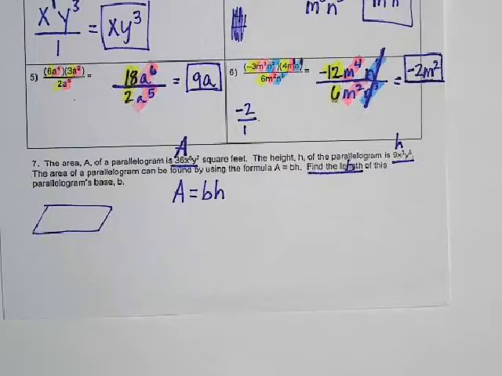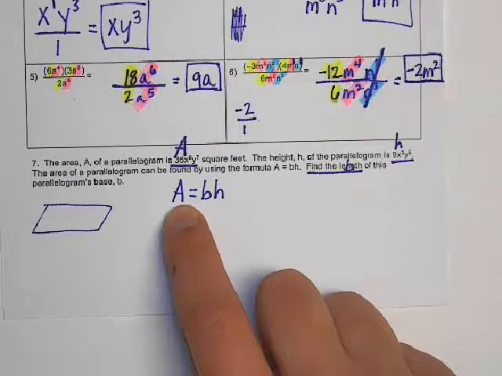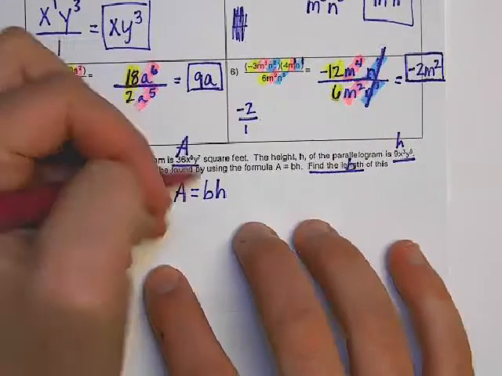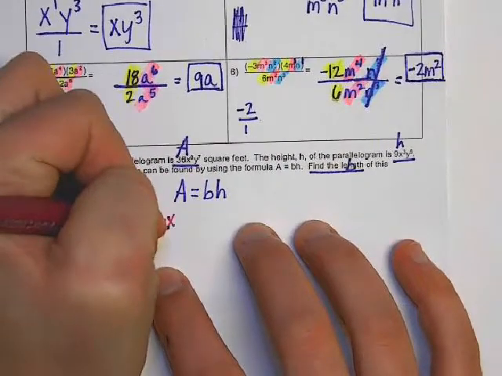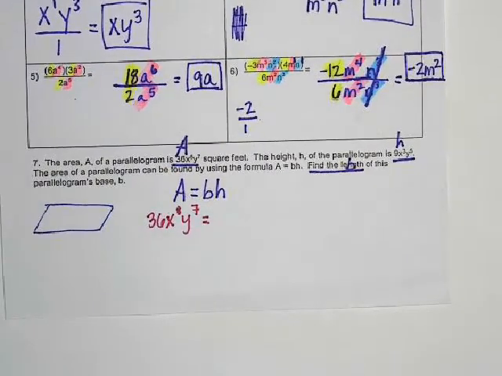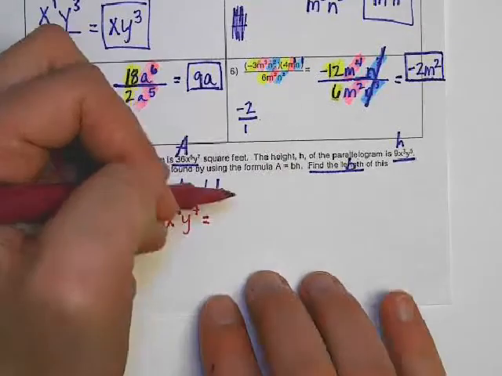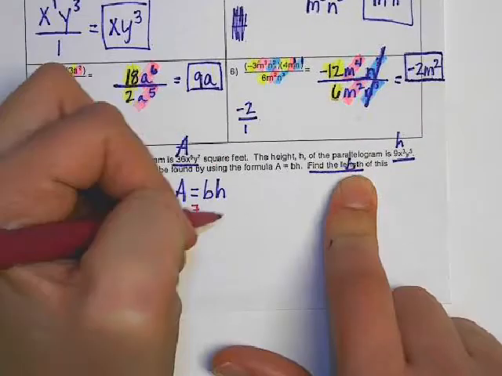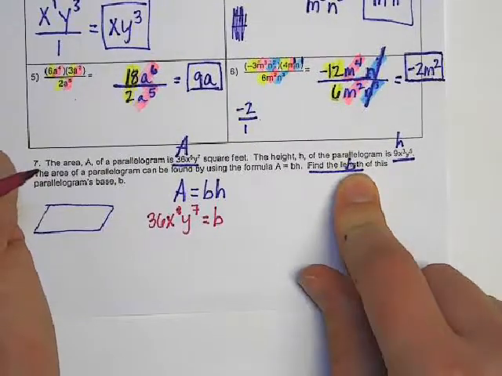All right, here we go. Now, I'm going to plug the information that it gives me into this formula. So, do I know the big A? Yeah. Right here, we labeled the big A. So I want you to write that. 36 x to the 8, y to the 7 equals. So I put it in the big A spot. Do I know the B, the base? No, because it says find the base. So we don't know that. Let's go ahead and put B there.